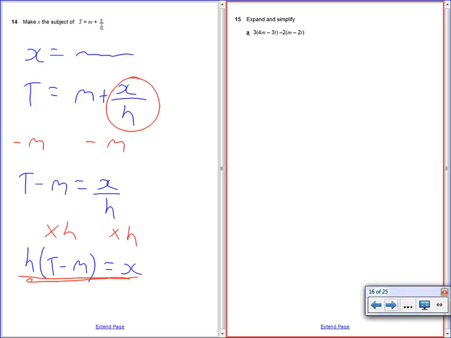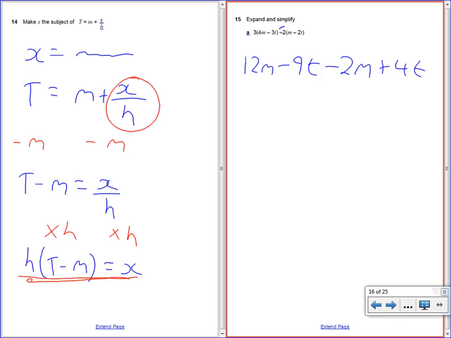15, expand and simplify. It looks easy, but the big problem is the leading negative before the second bracket. The first bracket, we've got 3 lots of 4m, 12m, minus 3 lots of 3t, minus 9t. Then you've got to subtract 2 times m, so you've got minus 2m. But then the next, lots of you put minus 4t, but you actually need to be doing minus 2 multiplied by minus 2t, which is plus 4t.